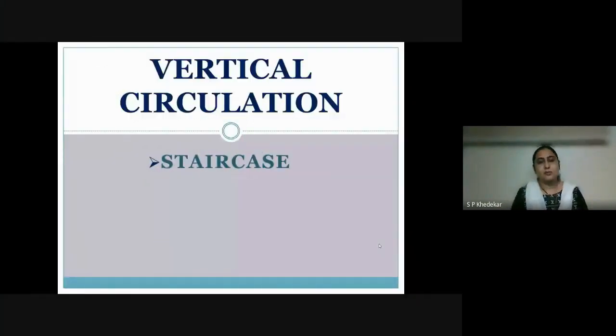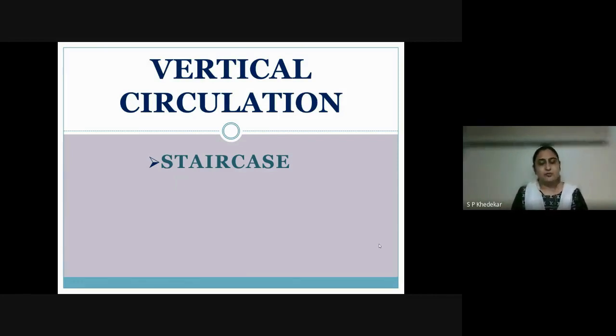Now, whenever we talk about circulation, what does circulation mean? Circulation means that we are going from one place to another place. So circulation is mainly of two types: horizontal circulation as well as vertical circulation. Horizontal circulation means we are moving in that floor only. And when we talk about vertical circulation, that means we are moving from one floor to another floor.